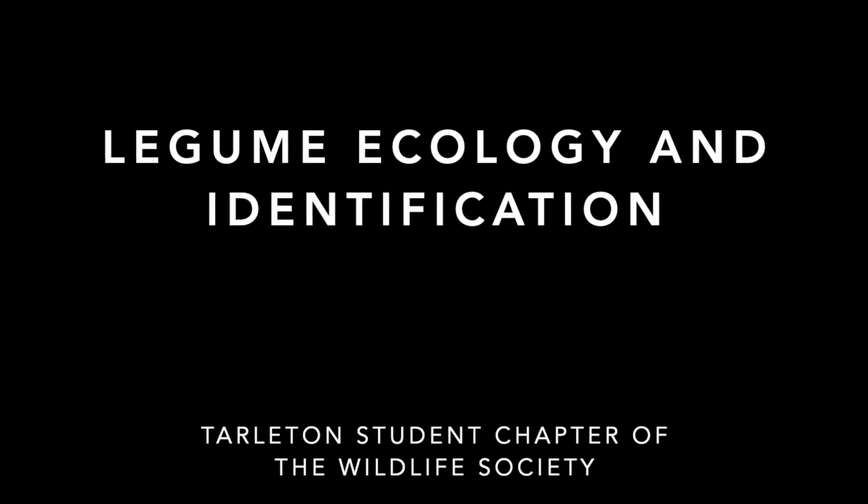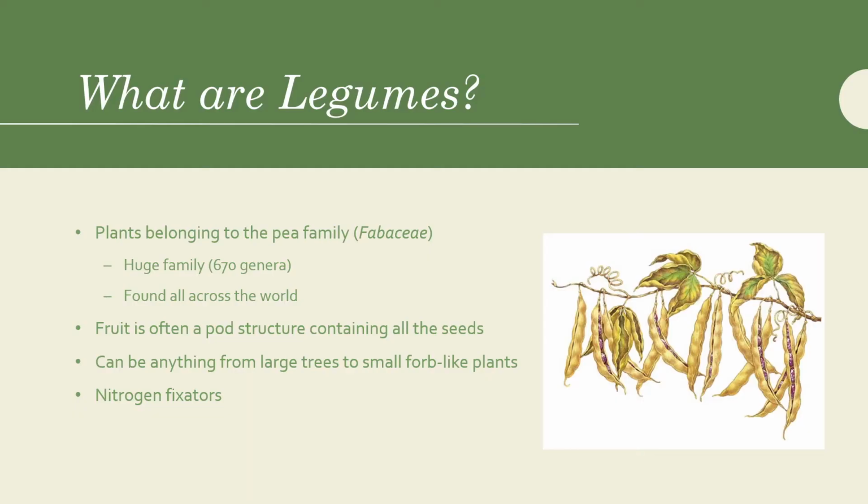Today, we will be going over legume ecology and identification. What are legumes? Legumes are plants that belong to the pea family, which is Fabaceae. This is a huge family consisting of around 670 genera, and they are found all across the world. The fruit of these plants are often a pod-like structure that contain the seeds on the inside of them. You can see in that picture on the right there's several pods that contain seeds in them. They can be anything from large trees to small forb-like plants. Lastly, and most importantly, legumes are nitrogen fixators.